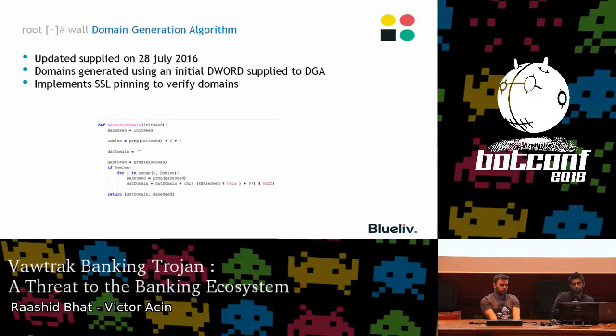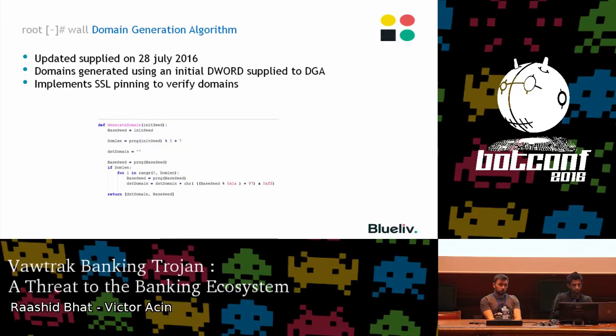An update was supplied on July 28, 2016, and this new version of Vawtrak included a domain generation algorithm. It was there before as well, but it was present in the form of Tor generation. But this time it included a full-fledged DGA-based domain generation system. The domains are generated again using the same LCG algorithm, with an initial DWORD supplied to the domain generation algorithm. And the number of domains to be generated is also supplied in the configuration.